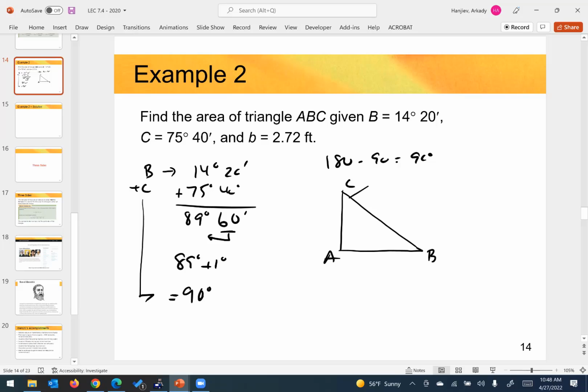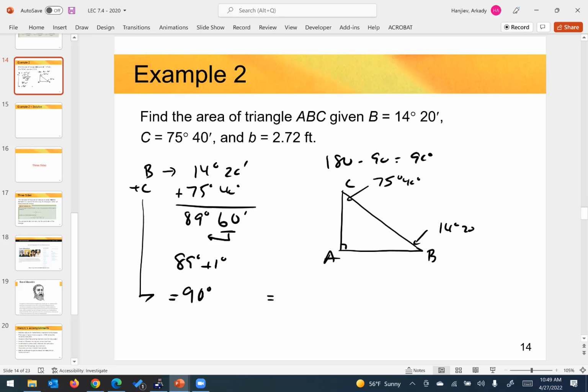C is 75 degrees, 40 minutes. B is 14 degrees, 20 minutes, and angle A is 90 degrees. That's okay. But according to the formula, Abe was asking, can we use the regular geometry formula here? Yeah, absolutely. You have to do sine. Did you not have the length of A? Okay, let's do it. You just need C.